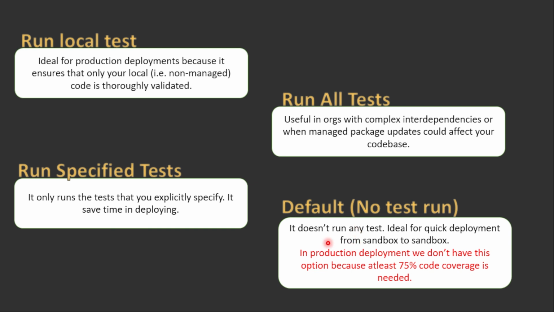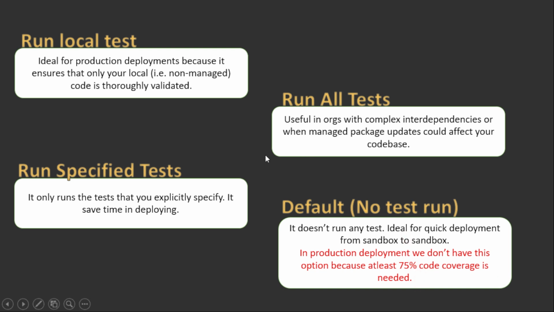Default does not run any test. It is ideal for quick deployment from sandbox to sandbox. In production deployment, we don't have this option because at least 75% code coverage is needed. So default you can do from sandbox to sandbox. It won't check for test coverage, but in production deployment, you cannot deploy using this one because at least 75% code coverage is needed.